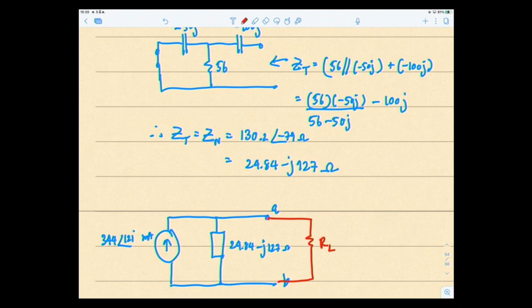So that's just an example to remind you of the theorems that we use to analyze circuits. So that's it for the AC steady state circuit analysis. Thank you.